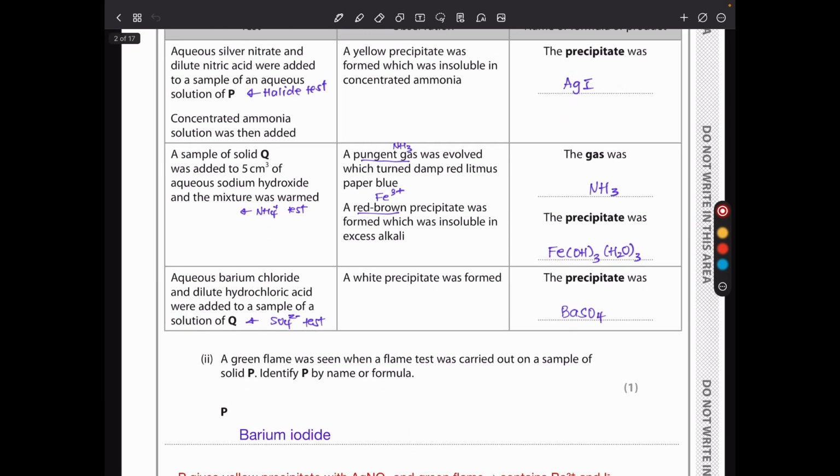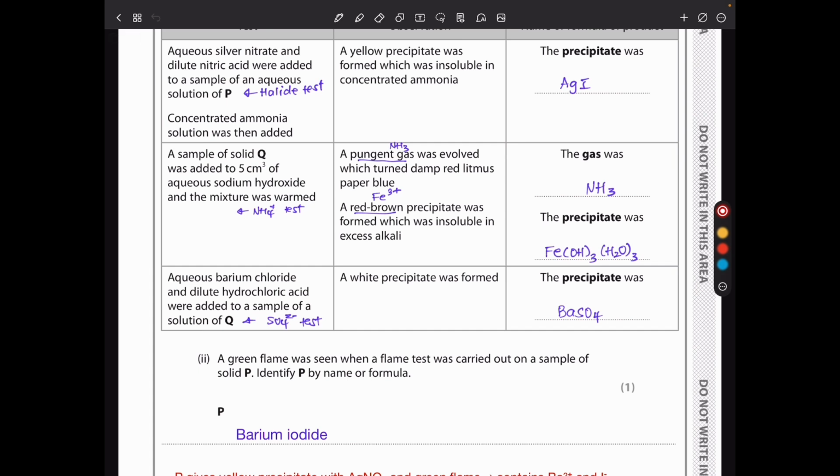Then a sample of solid Q was added to 5 cm³ of aqueous sodium hydroxide, and the mixture was warmed. Here we're testing for ammonium cation. A pungent gas was evolved which turned damp red litmus paper blue, so that's ammonia gas, meaning ammonium is there. And then a red-brown precipitate was formed which was insoluble in excess alkali. This should be iron 3+. So the gas that was evolved was ammonia, and the precipitate was this one here.